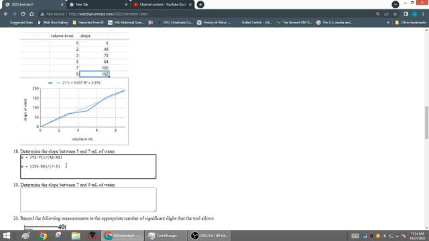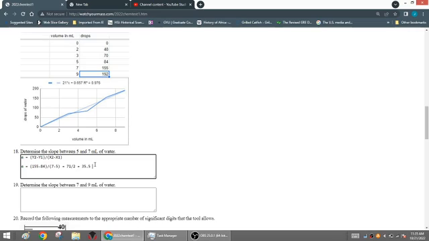Okay, now we have our numbers plugged in, and we need to solve that. 155 minus 84: 5 minus 4 is 1, and 15 minus 8 is 7. So that's going to give us 71, divided by 7 minus 5, which is 2, which is going to give us 35.5.